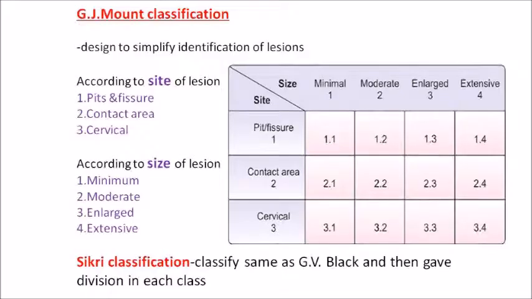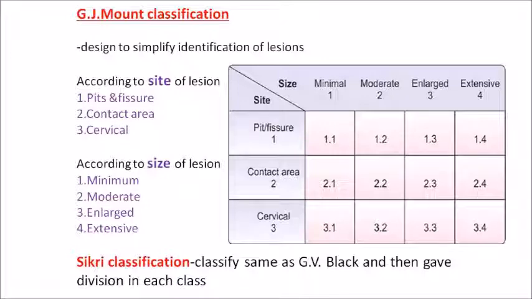Let's see the Graham J. Mount's classification, which is designed to simplify the identification of these lesions. Now this has two aspects: one is according to the site of the lesion, the second is according to the size of the lesion. You can see in the table that site and size are marked. Site will be pit and fissure, contact areas and cervical part. Size will be minimum, moderate, enlarged and extensive. So 4 sizes and 3 sites.